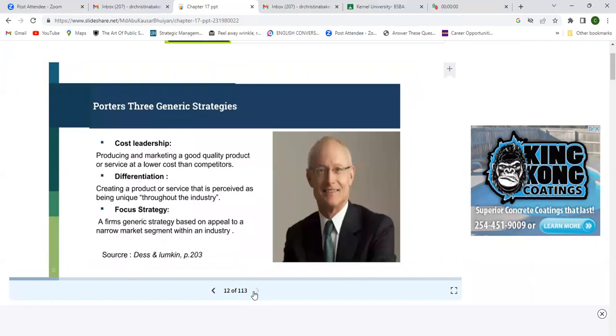Generic strategies. Cost leadership: producing and marketing a good quality product at lower cost than competitors. Differentiation: creating a product or service that is perceived as being unique throughout the industry. Focus strategy: a firm's generic strategy based on appeal to a narrow market segment within an industry.